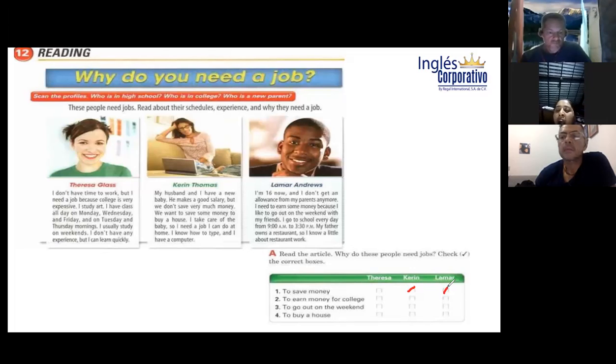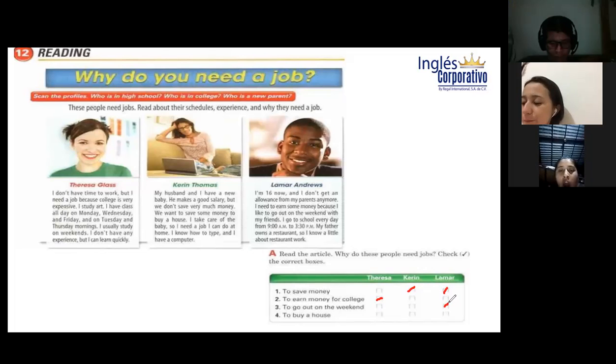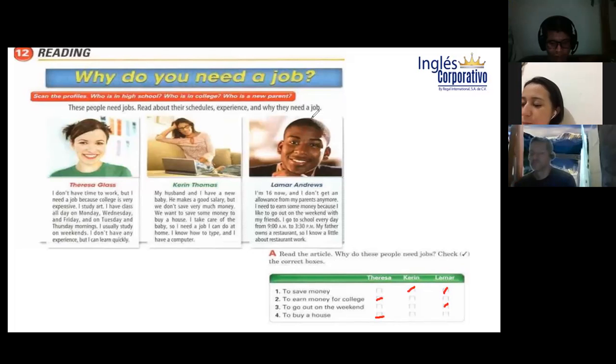Next one. To earn money for college. Teresa Glass. Teresa Glass, okay. Yes, she needs some money for college because college is very expensive, according to what she says. Go out on the weekend. Lamar Andrews. Okay. He needs to go out with his friends. He needs to have a good time. And me too. Yeah, definitely all of us. And to buy a house. Karen Thomas wants to buy a house, and also in the United States, houses are very, very expensive. So look at that one. So that's why people need some jobs, and also they have some needs for that one.